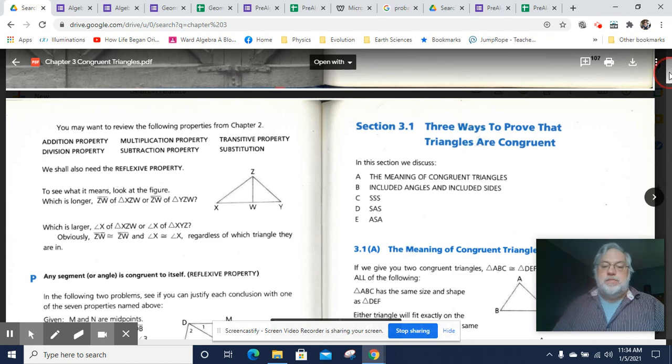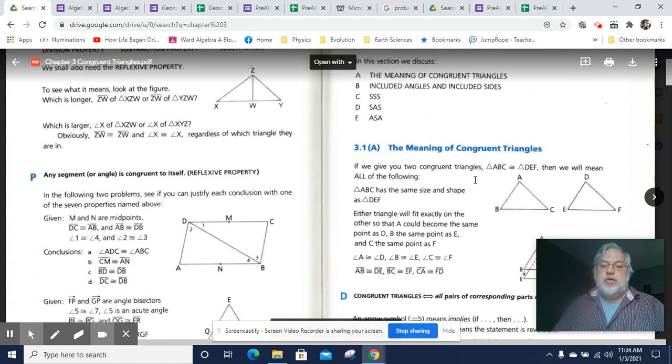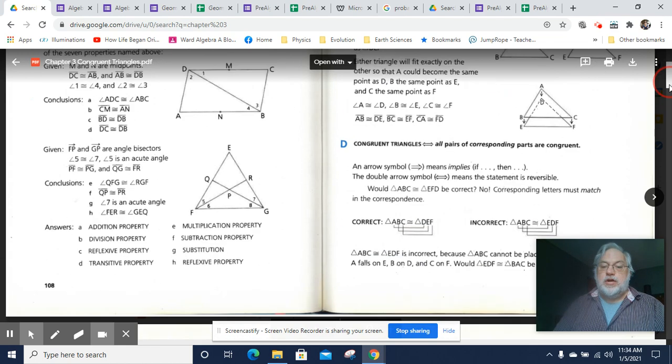So, for two triangles to be congruent, all their corresponding parts need to be congruent. If these two triangles are congruent, and I know that angle A is congruent to angle D, angle B is congruent to angle E, and angle C is congruent to angle F, and I also know that AB and DE are congruent, AC and DF are congruent, and BC and EF are congruent, then I have just identified all the corresponding parts of those triangles that are congruent.